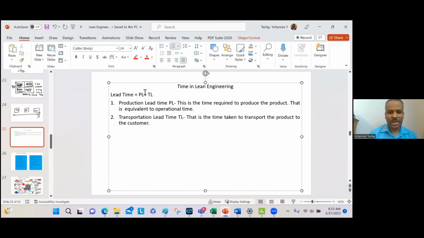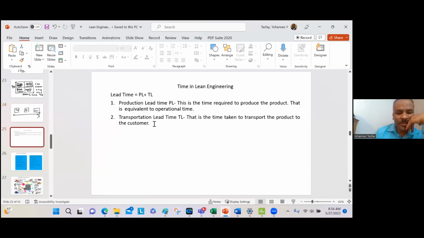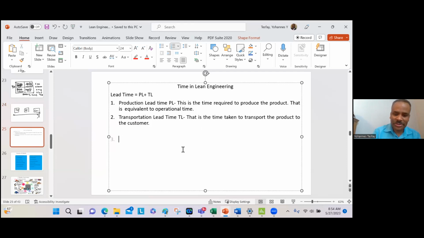So the concept is, I want to look at customer requests here. When the customer makes a request, the supply chain is triggered, and the customer wants it delivered to them. That is called the just in time principle.